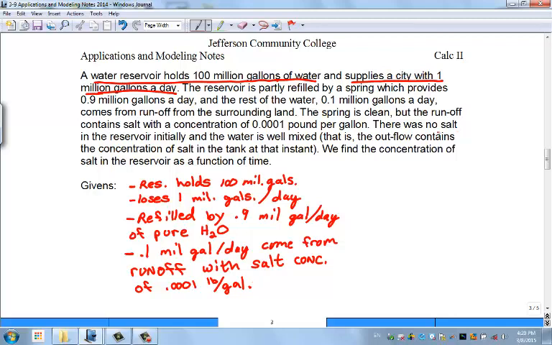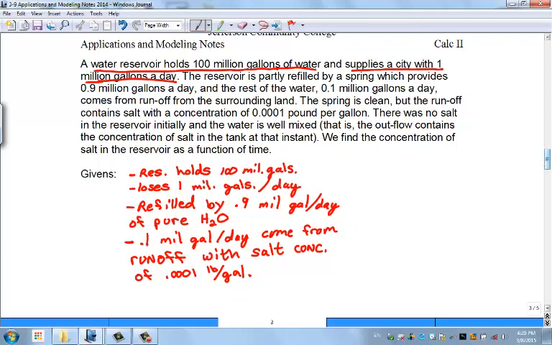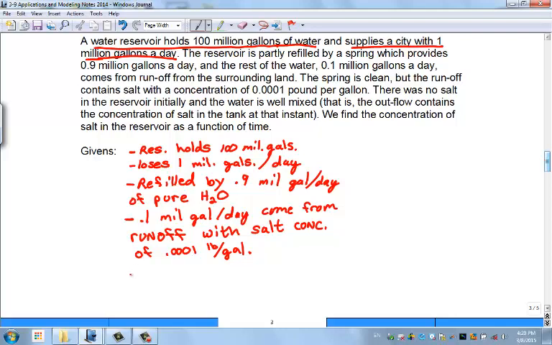There was no salt in the reservoir initially, and the water is well mixed. That is, the outflow contains the concentration of salt in the tank at that instant. So let's just say that there was no salt at the start, and we can assume that all of the math will work in this because the salt is well mixed. Alright?